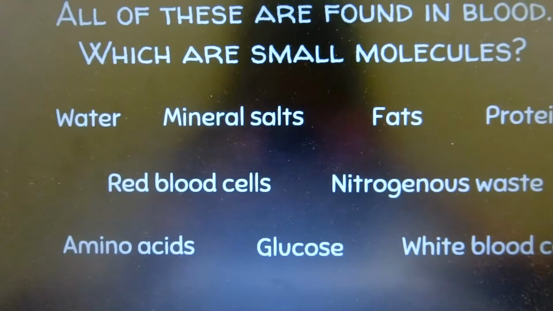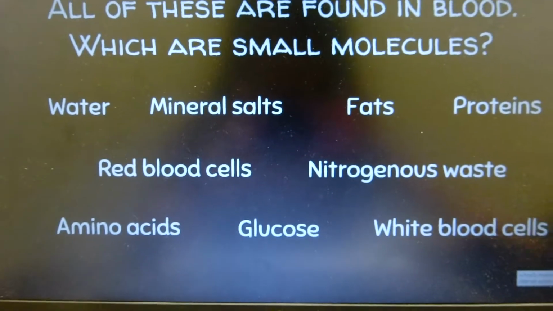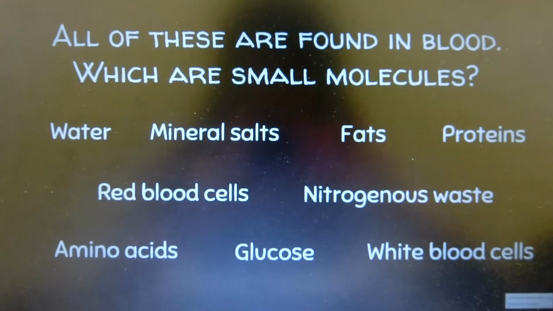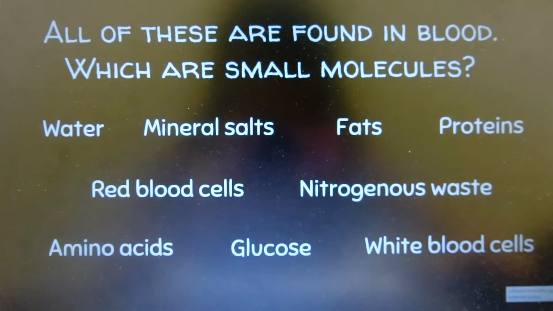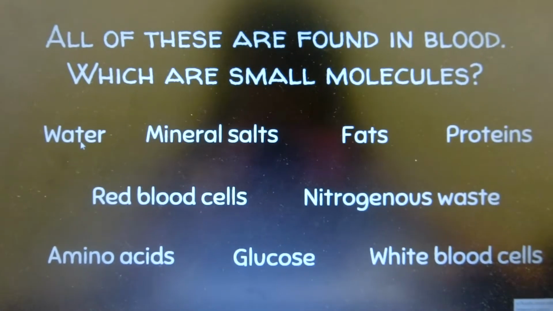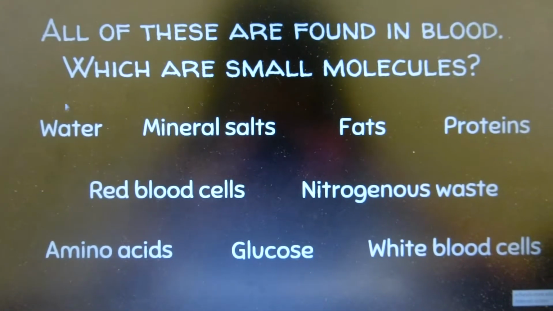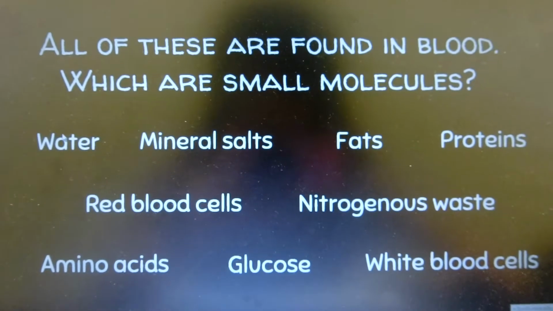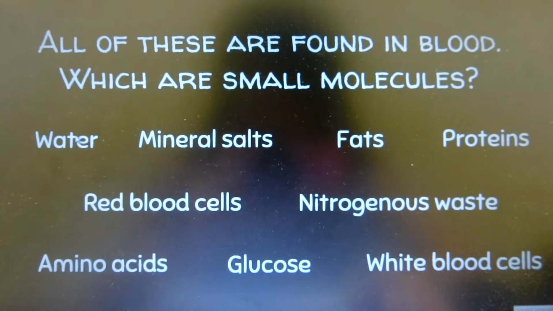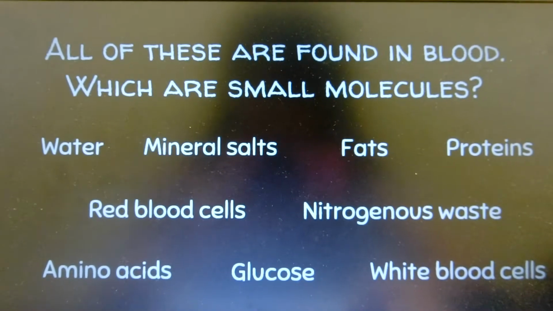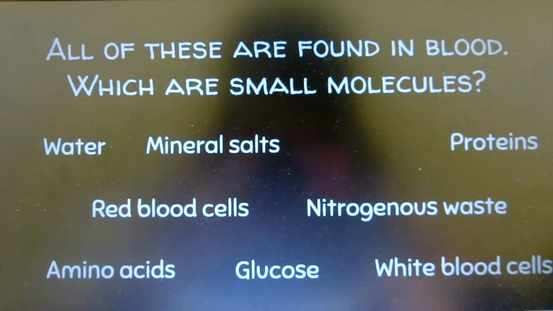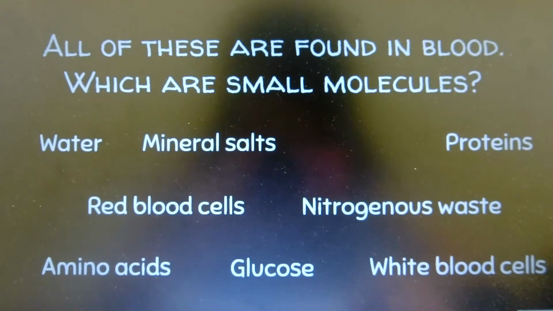Okay, so just to recap, which are the molecules that are able to pass through your blood vessel? Water is a very small molecule, so it will be able to be filtered. Mineral salts are also small molecules, so they are able to be filtered into your nephron. Fats are very big molecules, so they will not be able to be filtered. Proteins are big as well.